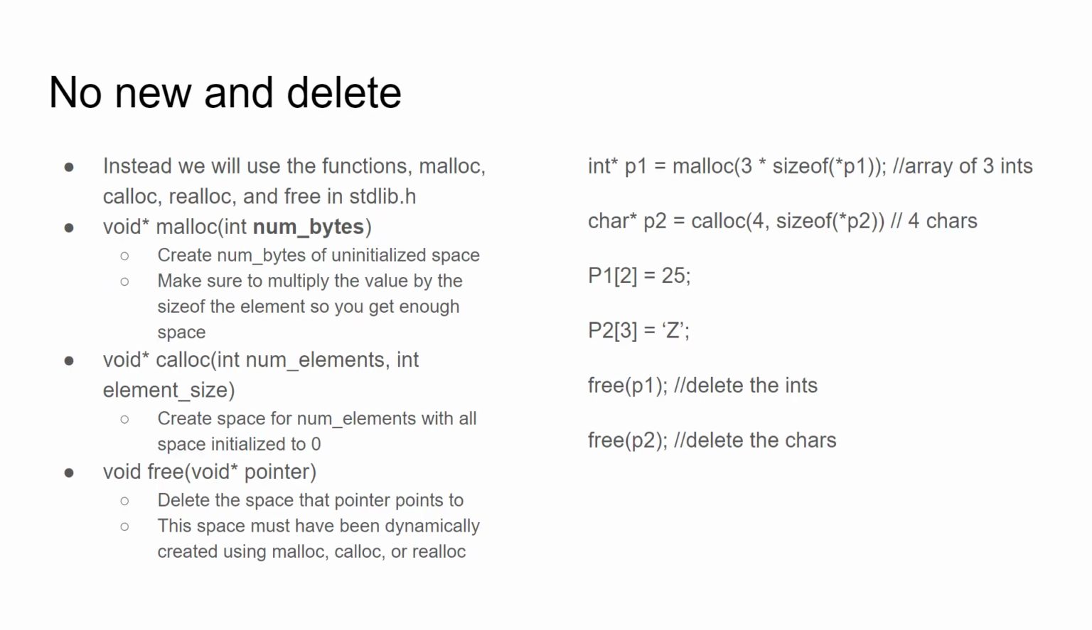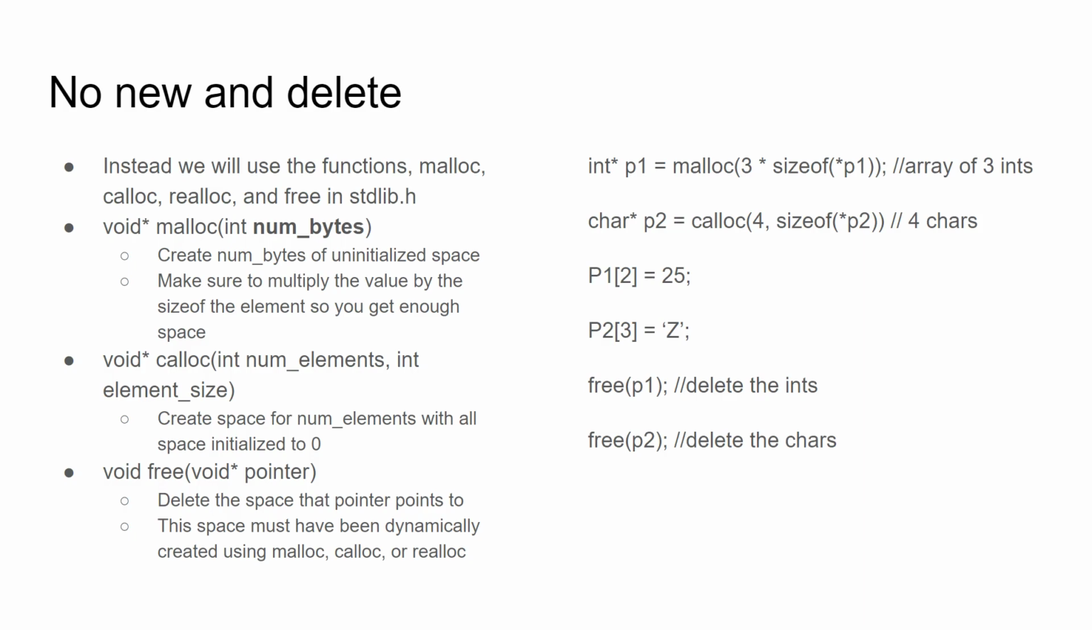So there's no new and there's no delete. Instead we use the functions malloc, calloc, realloc, and free. Those are all included inside of stdlib.h. You can use calloc, malloc, and free in C++ as well, but you don't want to mix the deletes and the frees. If you create space with malloc, calloc, or realloc, you have to destroy it using free. If you create the space using new, you have to destroy it using delete. If you mix the two together, like something created with new and you destroy it using free, it's undefined. If you create something with malloc and you delete it using delete, it's undefined.